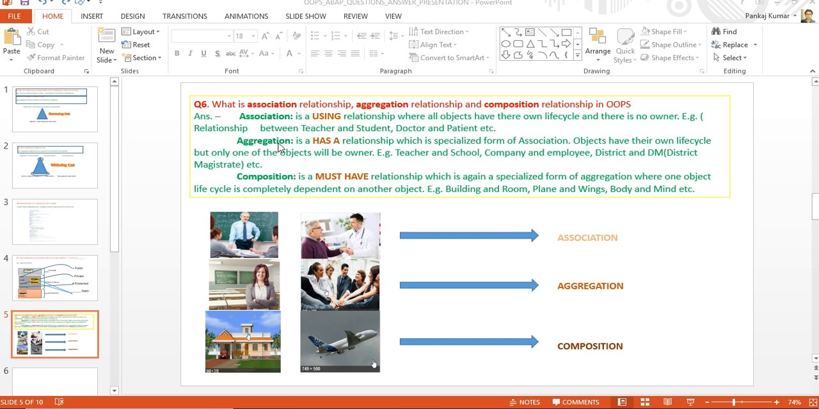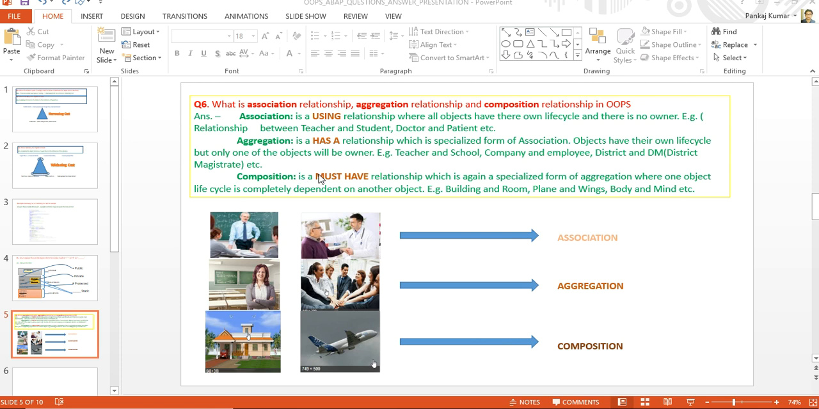Now let's come to aggregation relationship. Aggregation relationship is a hierarchy relationship and it's a specialized form of association relationship. Here you will have one class behaving as an owner and another class behaving as a kind of slave or part of. For example, teacher and school. A school can have teachers, but a teacher cannot have a school. Similarly, one company can have multiple employees, but an employee cannot have a company. Similarly, a district can have a DM, but a DM cannot have a district. So these are aggregation relationships.